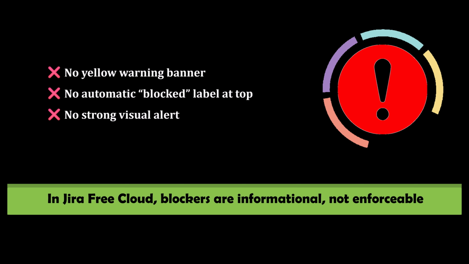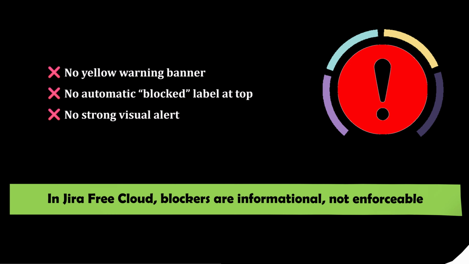Now let's understand why this is important. If the team doesn't check dependencies manually, they may start working on a blocked story, and that work cannot be completed or tested. So this leads to wasted effort and delays. For example, if order management starts before user authentication is ready, the feature cannot function properly.